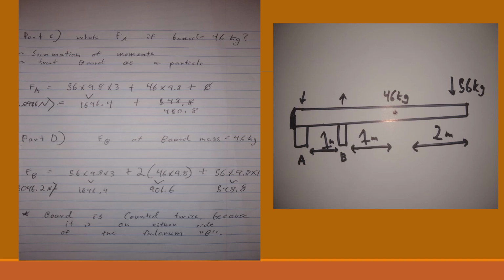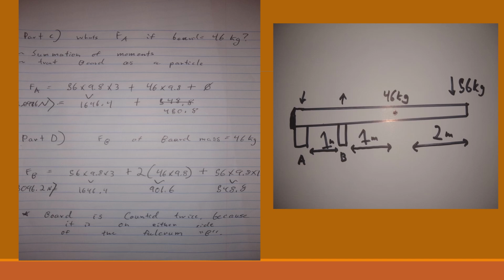If we look at B, we know there's a piece of the board to the right and left of it. So even though we treat it as a particle, the board exerts a force to the right of B on the input arm and to the left of B on the output arm. So we double up because there's twice as much force given this point of reference of B.